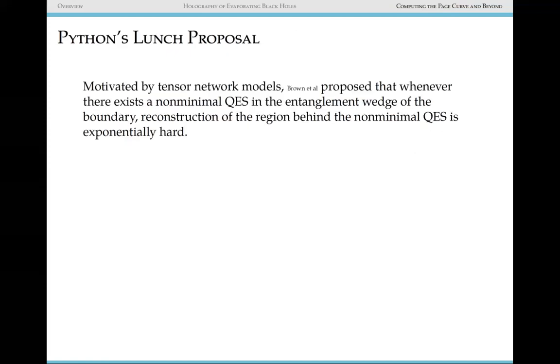So don't let the name fool you. This is not something super silly. The Python's lunch proposal. So there's a motivation from tensor networks, which I won't really go into, which proposes that whenever there is a non-minimal, a subdominant quantum extremal surface, forget about the entanglement, just inside, in between the minimal quantum extremal surface and the boundary, then the reconstruction, meaning decoding, is going to be exponentially hard.